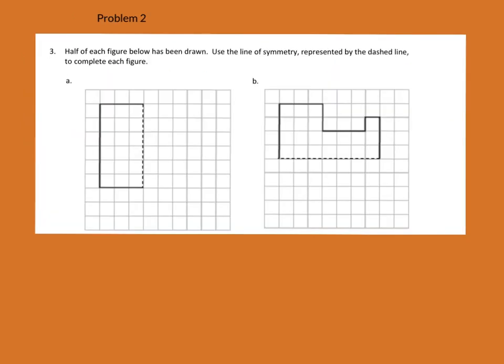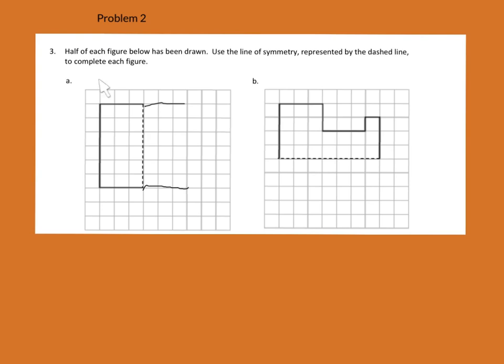Our next problem says, half of each figure below has been drawn. Use the line of symmetry represented by the dashed line to complete each figure. So this dashed line is representing our line of symmetry. To do problem A, we see that the shape goes over 1, 2, 3 blocks. So we're going to grab our pen and go 1, 2, 3 blocks over. If we look down at the bottom, it also goes 1, 2, 3 blocks over. So we're going to draw our line representing 3 blocks.